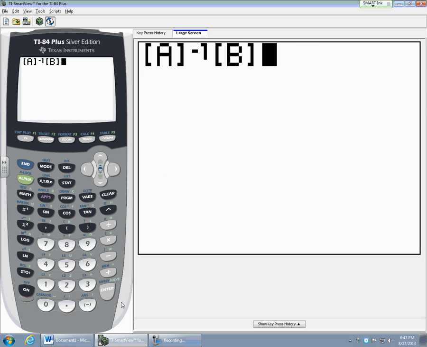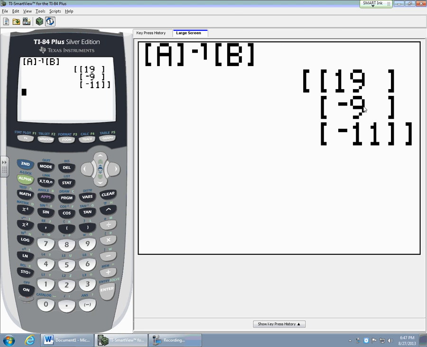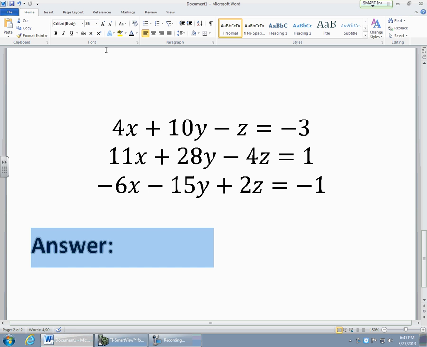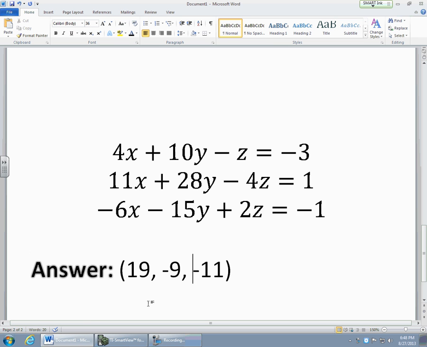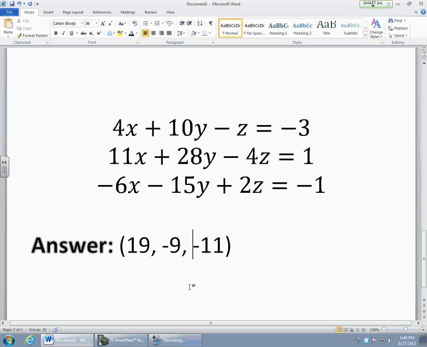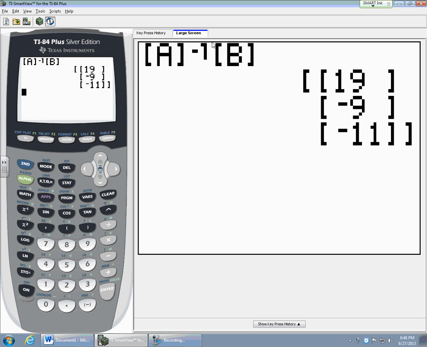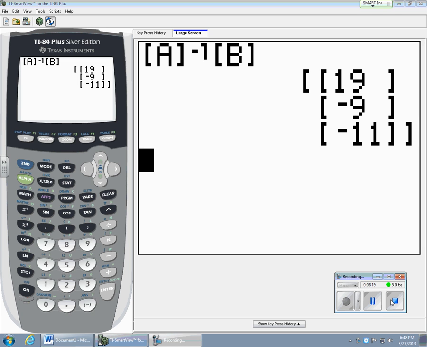And what we're doing is multiplying those two matrices. The answer is 19, negative 9, negative 11. Ooh, let me get rid of that 3. 19, negative 9, negative 11 is how your answer should look. The reason I had to change it is because it was the answer up here. I copied and pasted and I just didn't change my answer. So if that's what you got for your 3 by 3 system, then you know what you're doing. If you have any questions, I will answer those the next time I see you.